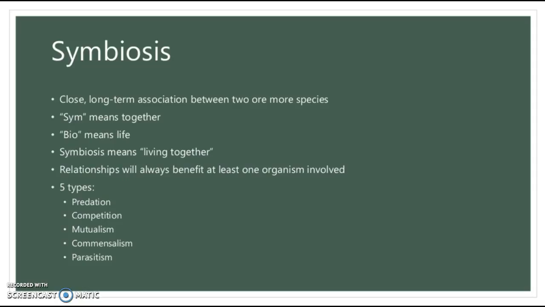We are going to discuss 5 different types of symbiotic relationships. Those 5 types include predation, competition, mutualism, commensalism, and parasitism.